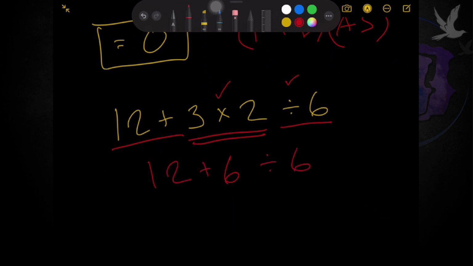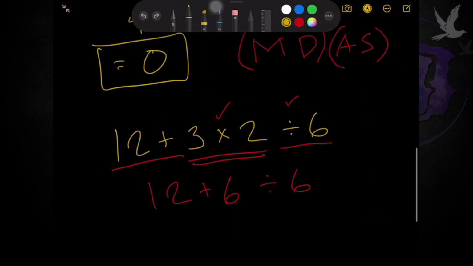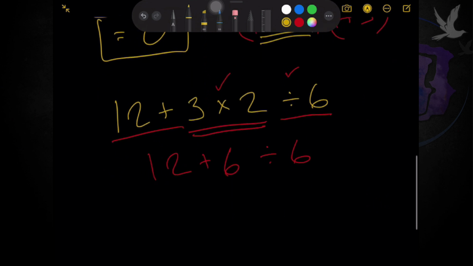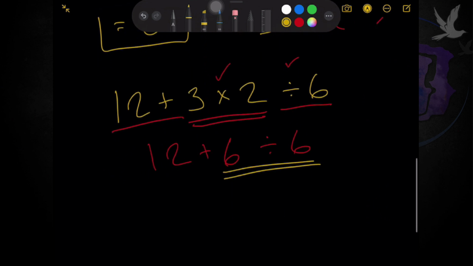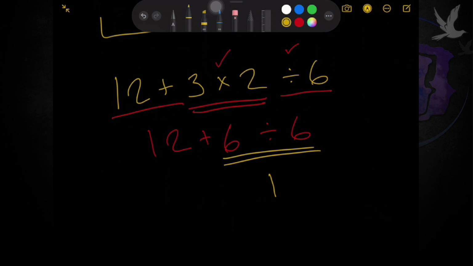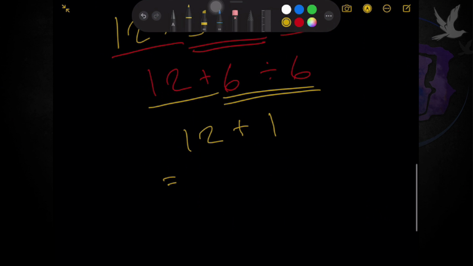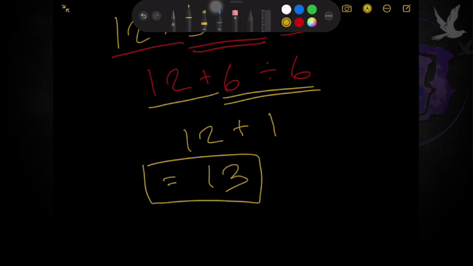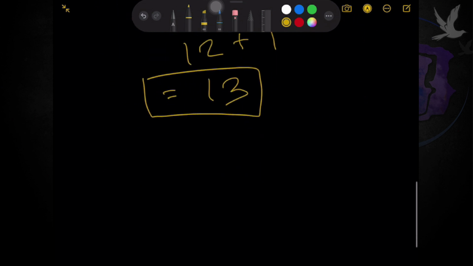Now, what do we have? 12 plus 6 divided by 6, you have addition and division. So obviously, you have to deal with division first because it belongs to the first group. So 6 divided by 6 will give us 1. Writing 12 plus, we'll now end up having 12 plus 1, which in this case is 13. Okay, so that is how you deal with M.D.A.S.